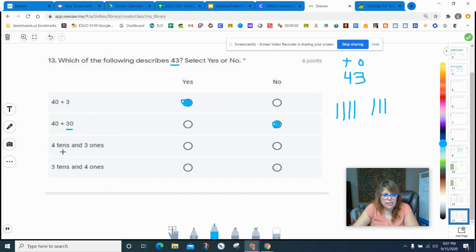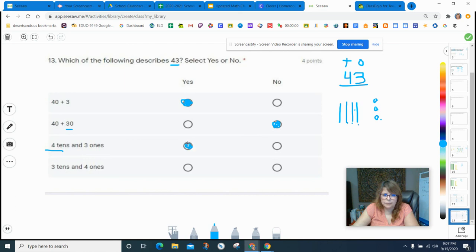Then I have 4 tens and 3 ones. Remember, number and word, number and word. So let's look at my one on the top. 4 tens and 3 ones. Now I want to draw a picture just to make sure. I want to get 100%. 4 tens, it says 4 tens right here, and then 3 ones. 1, 2, 3. Let's count. 10, 20, 30, 40, 41, 42, 43. That's my number. That's the winner. So I'm going to say yes.